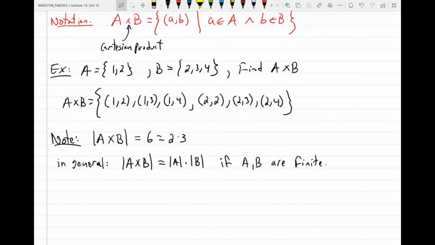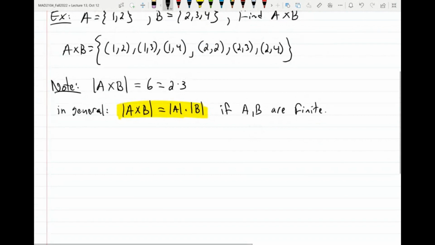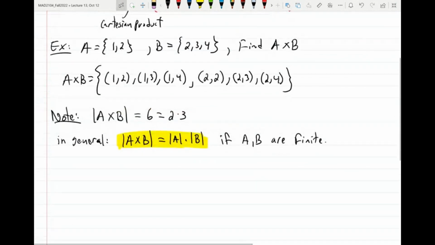Okay, questions? All right, so we have that little, if you want, little theorem, and we're going to use it when we talk about counting. This right here is what we call the multiplication principle. Okay. All right. So I guess let me give you another notion.